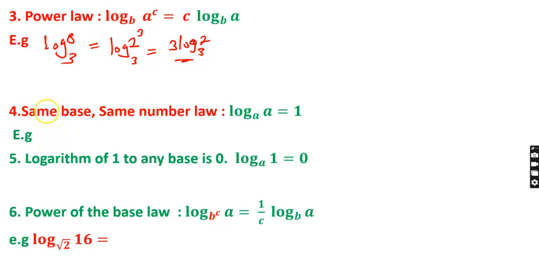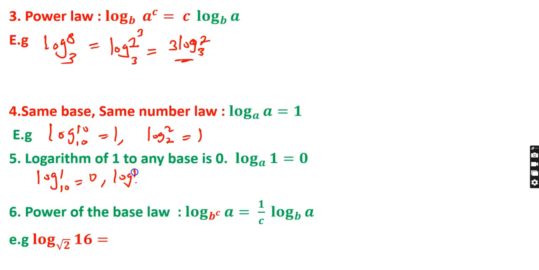There's another law called same base, same number. If I have log A base A, that will give me what? 1. Let me give you an example. If I have log 10 base 10, it will give me 1. If I have log 2 base 2, it will give me 1. Number 5 law: logarithm of 1 to any base is 0. Log 1 base A is 0. For example, log 1 base 10 will give me 0. Log 1 base 5 will give me 0. So if you press the calculator, logarithm, just press log 1 in your calculator. Your calculator is automatically in base 10. So log 1 in your calculator will give you 0.